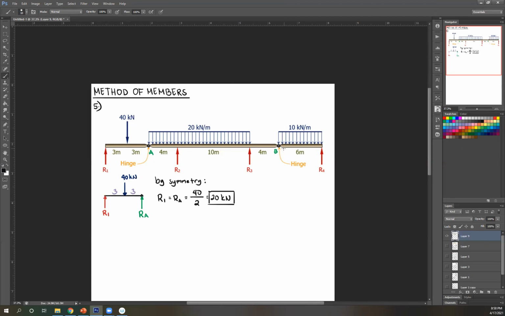Okay. Next, let's find another thing that's symmetrical. If you observe, if I isolate this, again, I have another hinge there, so I can isolate. Isolating that, let's draw. Okay, we have B here. So there's gonna be a vertical reaction there. And then this is R4. Okay. This is 6. And then we have an external force, a uniformly distributed load.